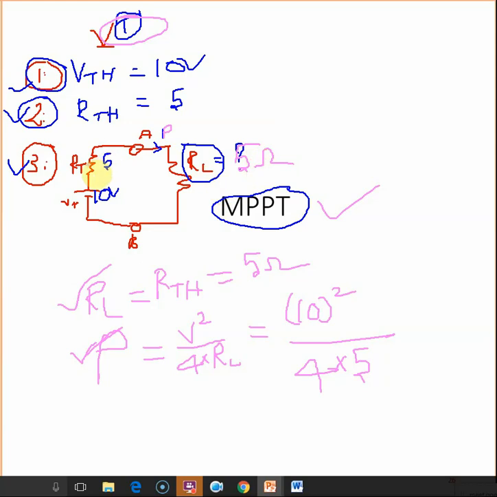Then RL is equal to RTH. Do you know why RL is equal to RTH? It is very simple. This is a teacher.